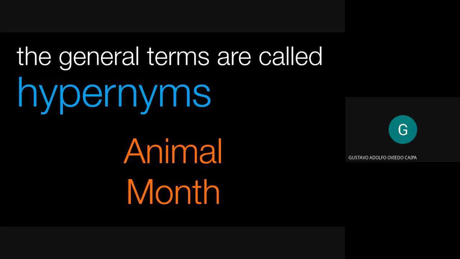So the hypernym is the big expression, the general expression. In the example that Carlos gave me, feline would be the hypernym, and Sphinx cat would be the hyponym. Let me see. Feline would be a hypernym, and Sphinx cat.